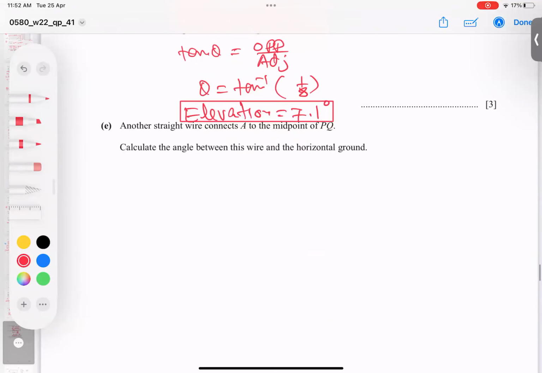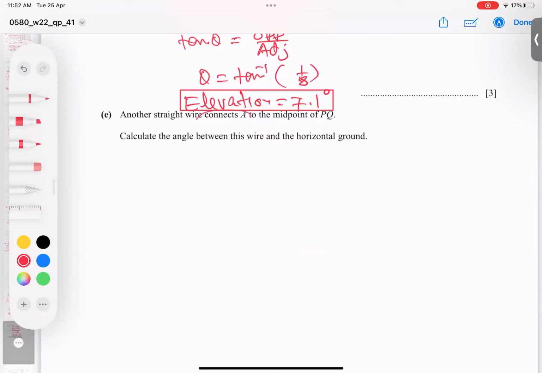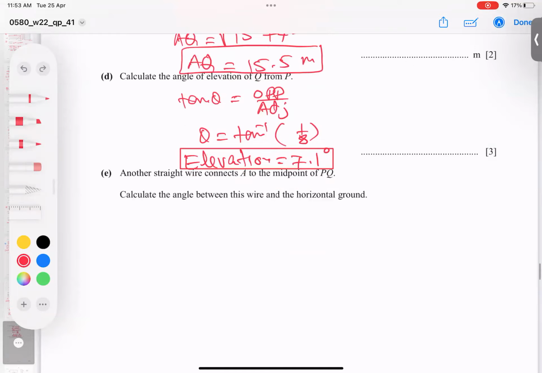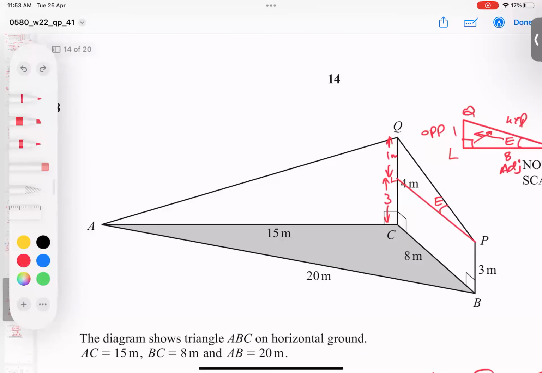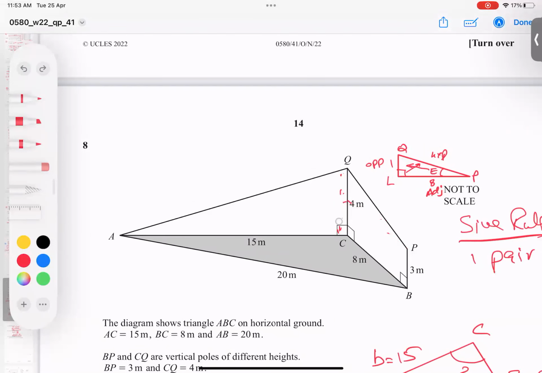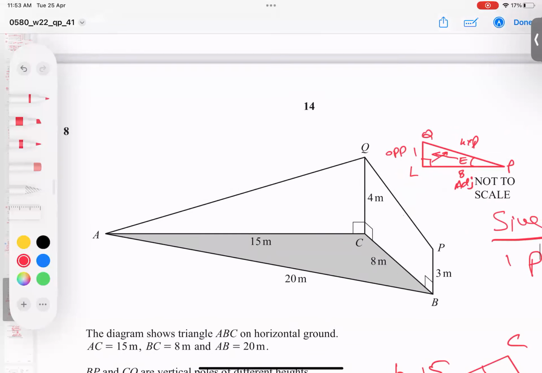Another straight line is connected from A to the midpoint of PQ. Repeat, this question we have to do very carefully. Connect A with the midpoint of PQ. Okay, I'm erasing the previous diagram. Midpoint of PQ. Where is PQ? PQ is this.